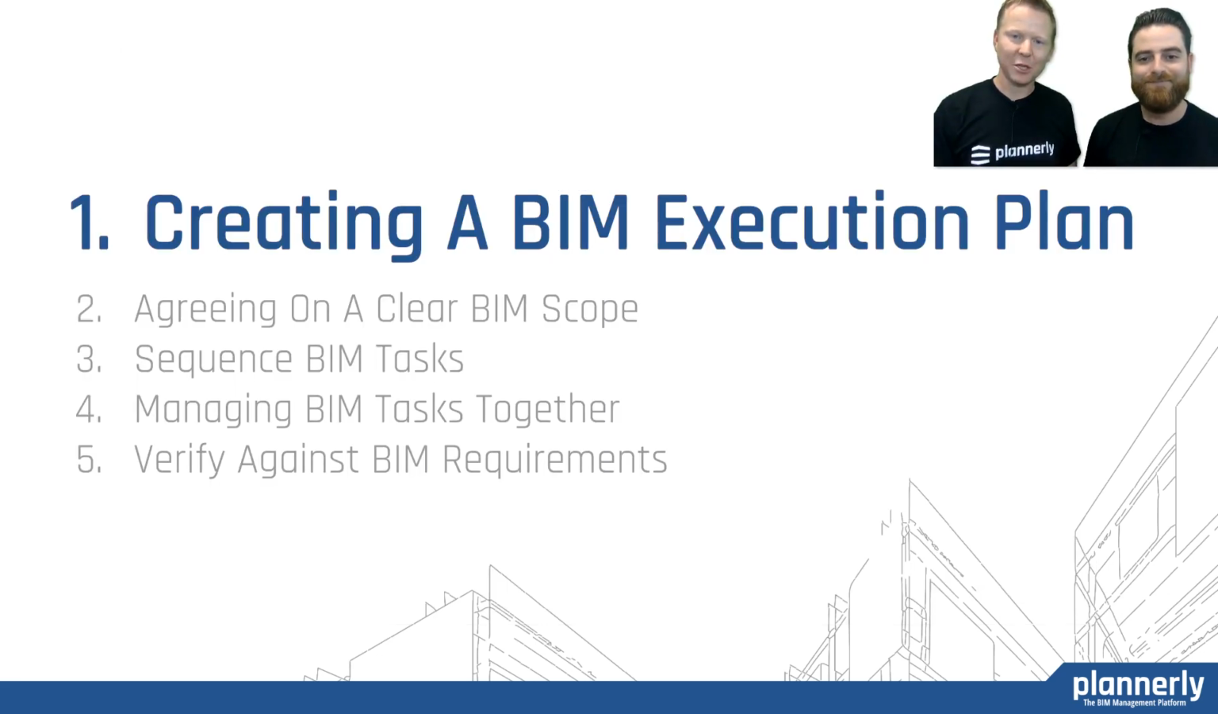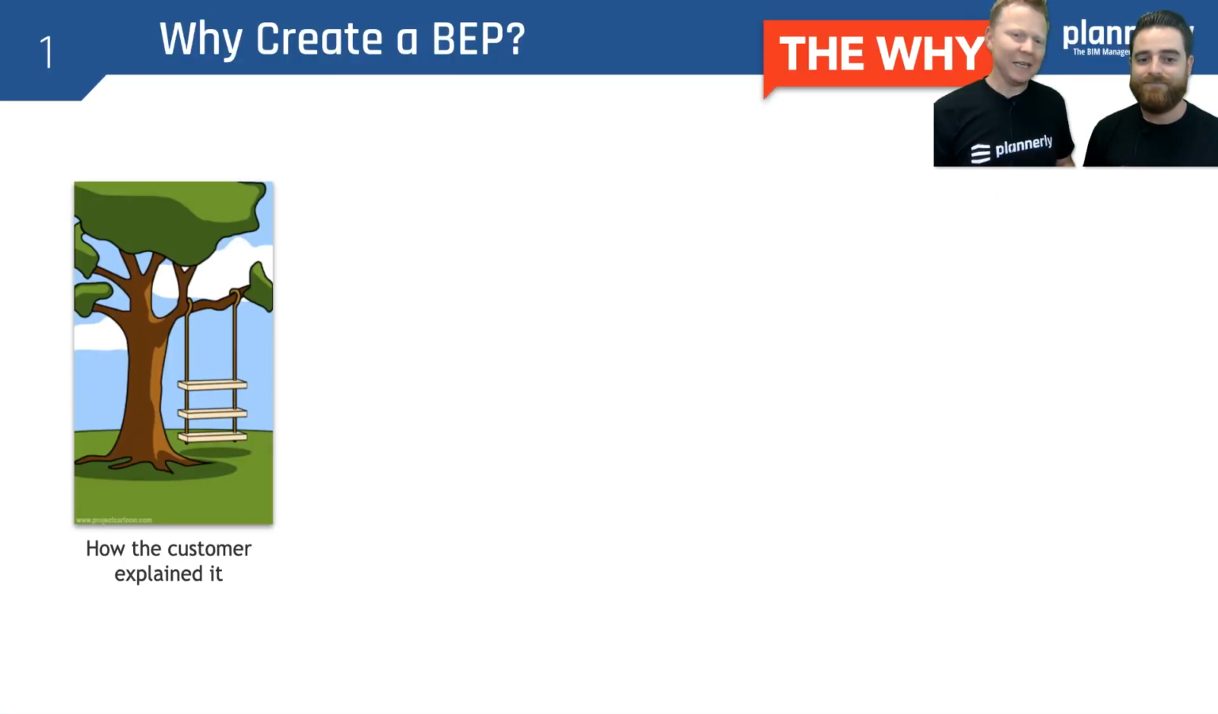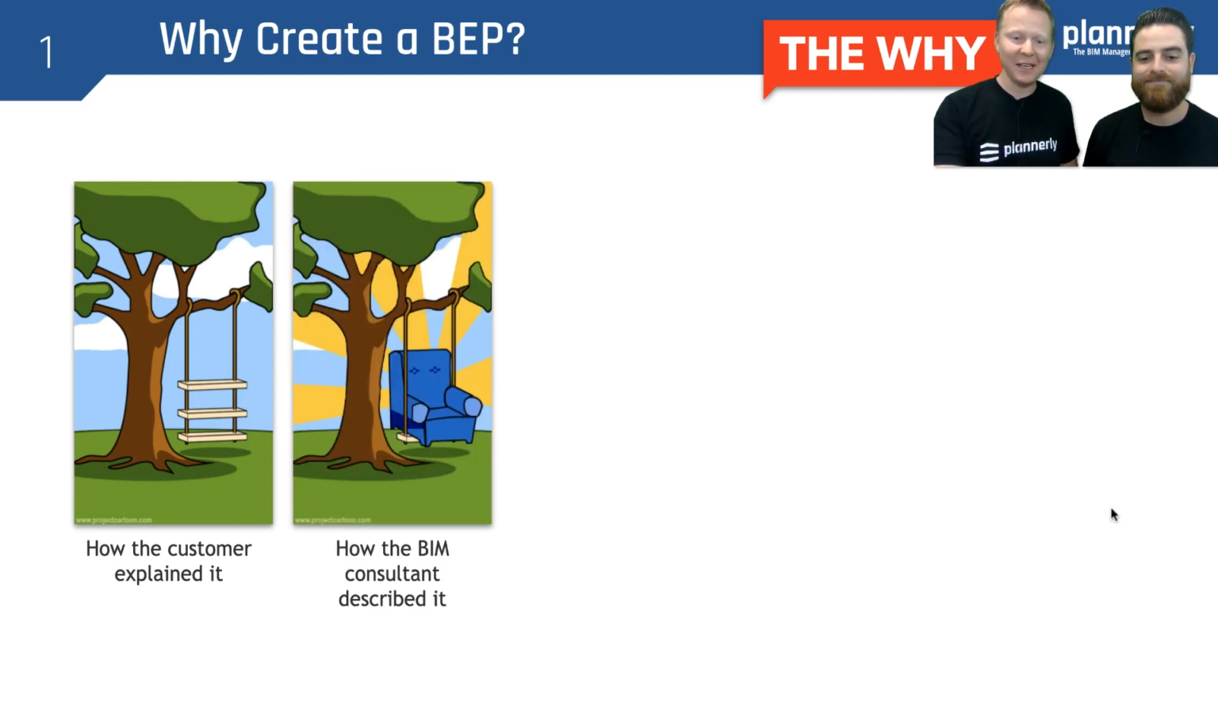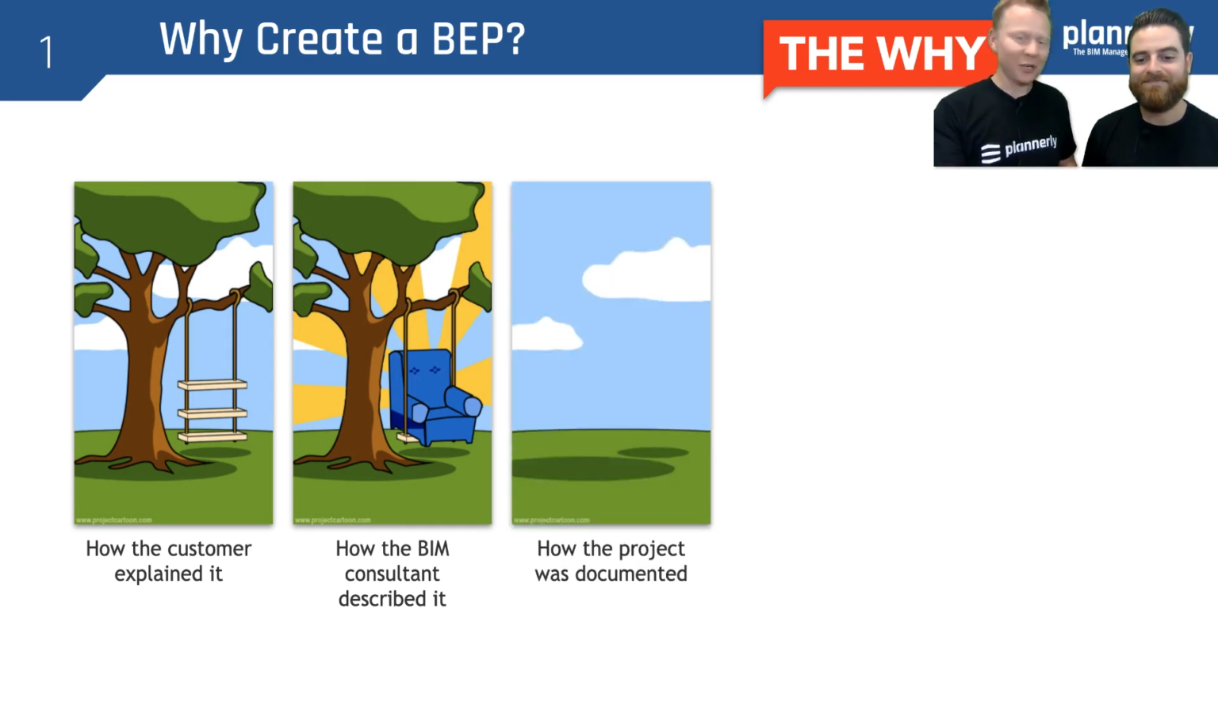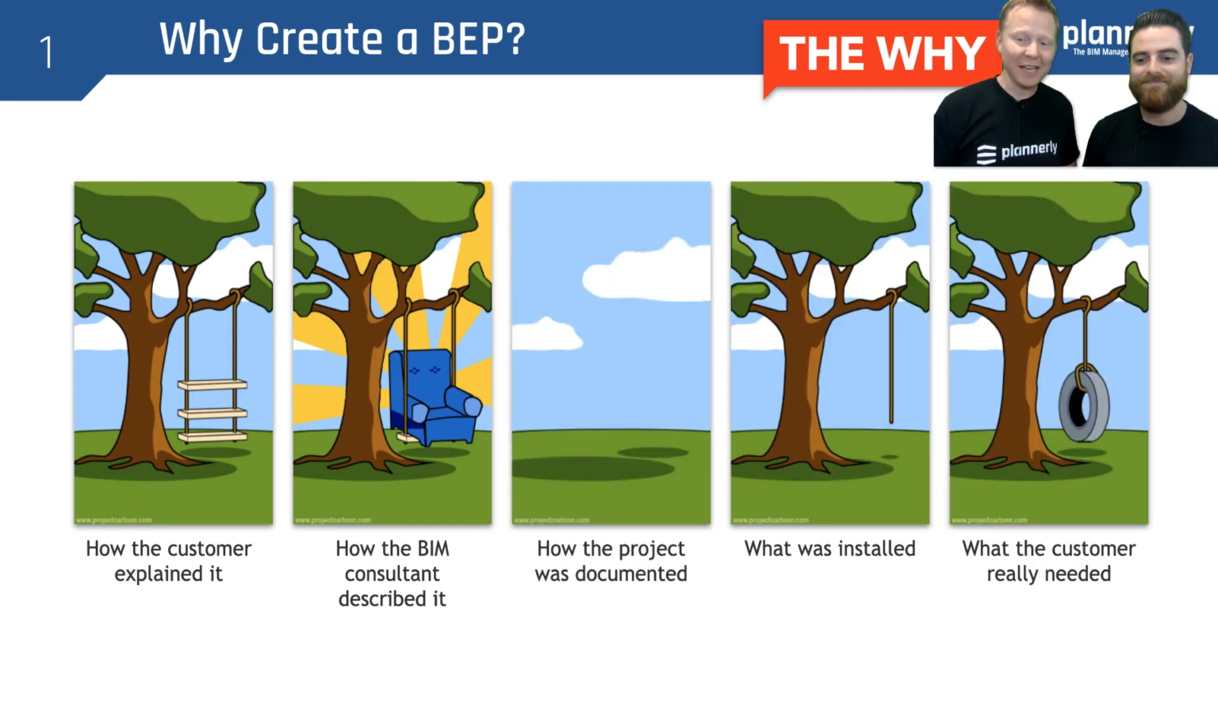Absolutely. So the first one, creating a BIM execution plan. Why do we need a BIM execution plan? Well, we're going to borrow the project cartoon here and understand that sometimes people have different views. This one is how the customer explained it, and then how the BIM consultant described it, how the project was actually documented, what was installed, and then what the customer really wanted was just a tire swing. And this helps us to understand the importance of having a BIM execution plan.